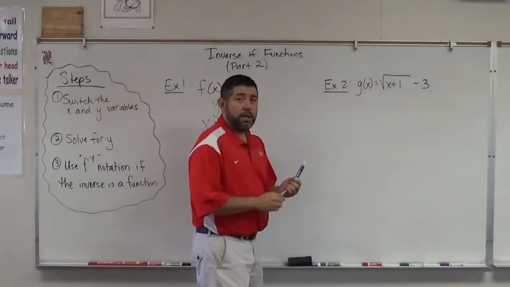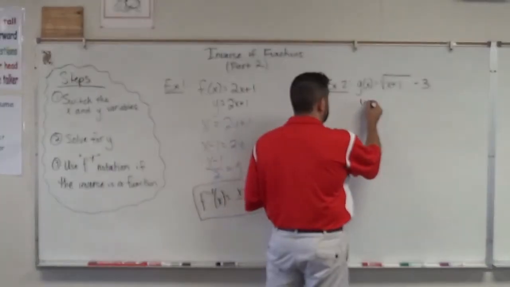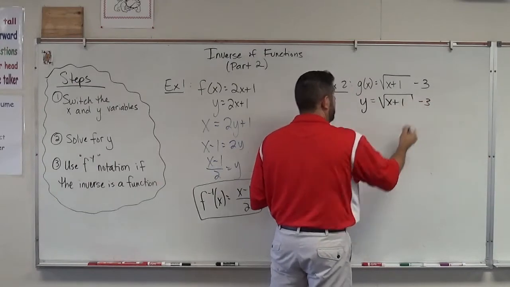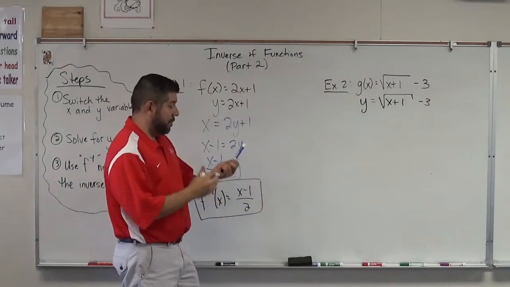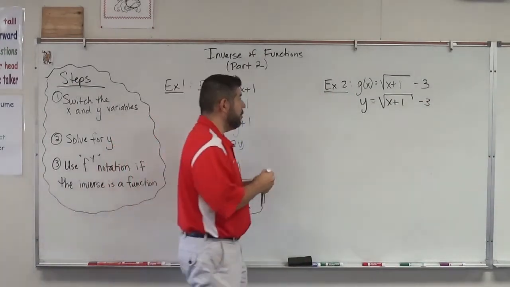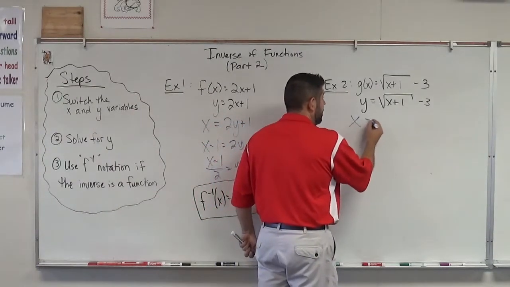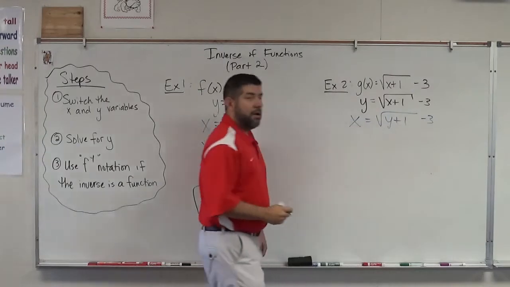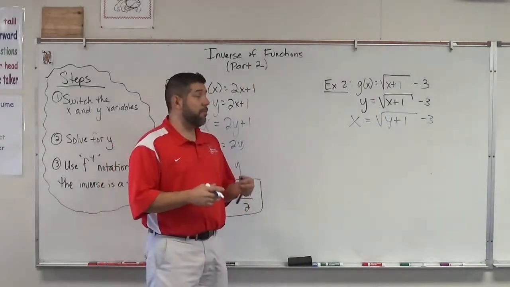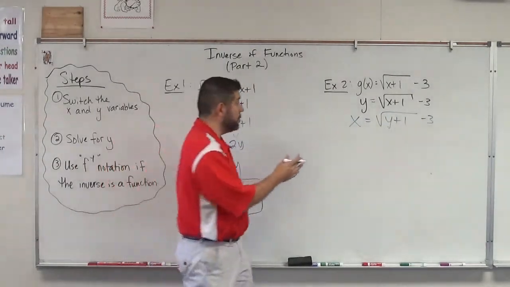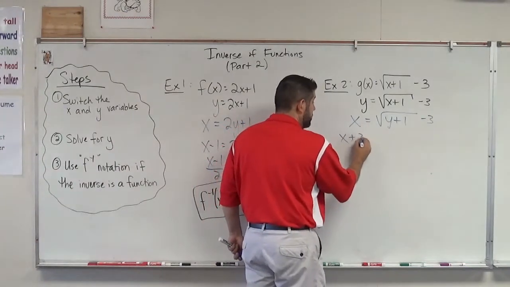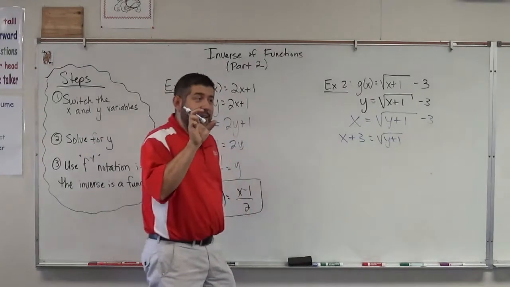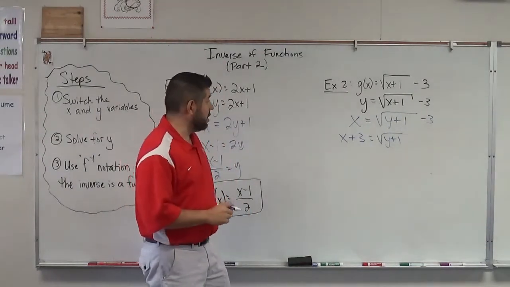All right, so I'm going to change this to y instead of g. Now we're going to switch the x and the y here. X equals square root of y plus 1 minus 3. Now in order to solve this, we're solving for y, so we're going to have to add 3 over first, right? So we're going to have x plus 3 equals square root of y plus 1. Because don't forget, we've got to get the square root by itself. We've got to isolate that.